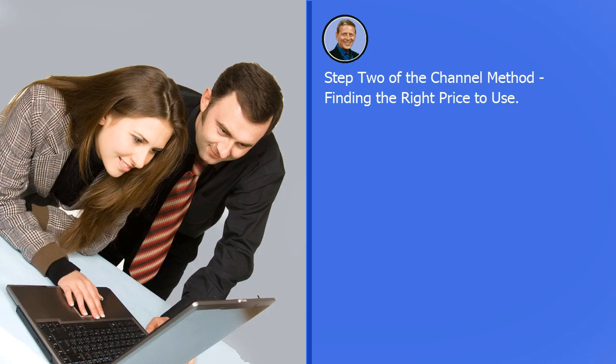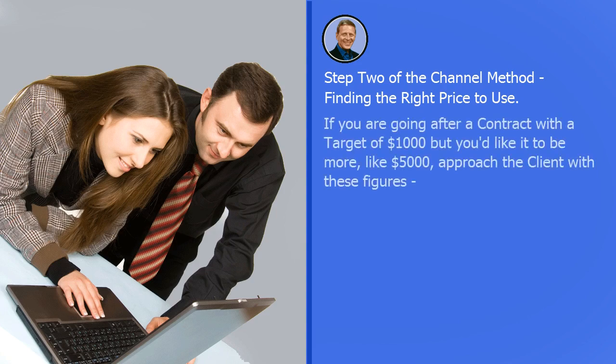Step 2 of the channel method, finding the right price to use. So if you're going after a contract and you want to land a target of $1,000 but would like it to be more, like $5,000, then come at the client with these figures. $1,000 is the minimum, they might say, that I'd like to spend. Anything below is not of interest. $5,000 is 5 times the minimum. $25,000 is more than 10 times what you think their budget will be.